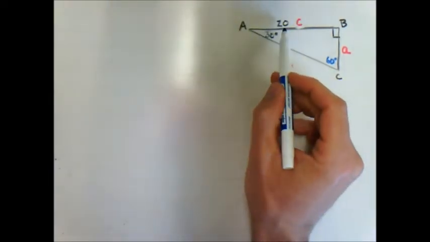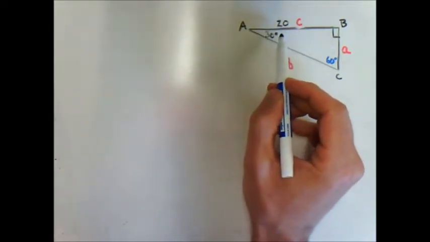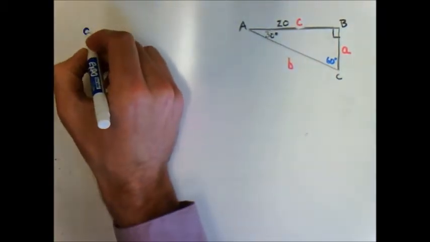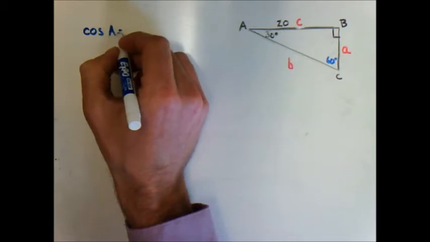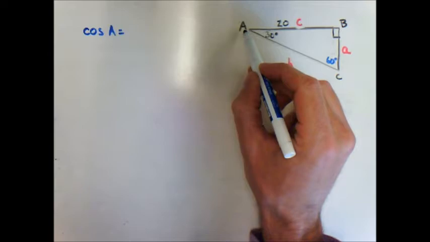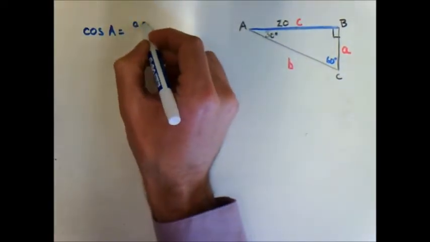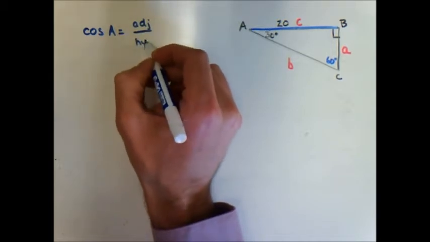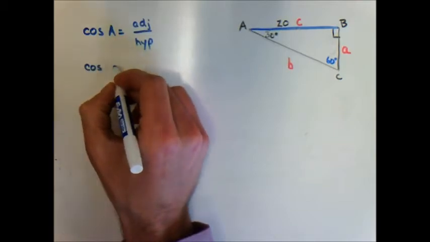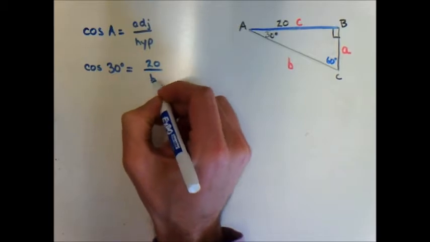We already have one of the side lengths, so let's use that information and our primary trigonometric ratios in order to find the other two. Well, cosine is equal to adjacent over hypotenuse. So if I take the cosine of angle A, I've got my adjacent side, which is 20, and I need to find my hypotenuse, which is b. So the cosine of 30 degrees is equal to 20 over b.